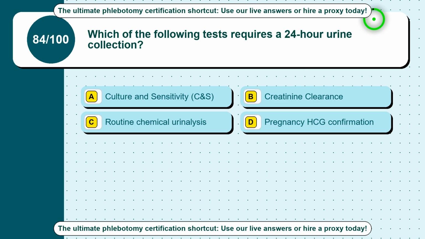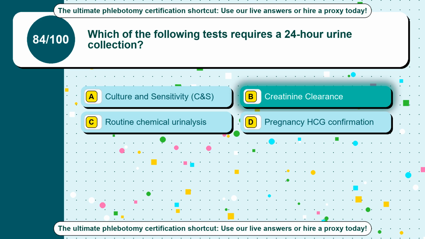Question 84. Which of the following tests requires a 24-hour urine collection? Option A, culture and sensitivity, C and S. Option B, creatinine clearance. Option C, routine chemical urinalysis. Option D, pregnancy HCG confirmation. The correct answer is option B, creatinine clearance.